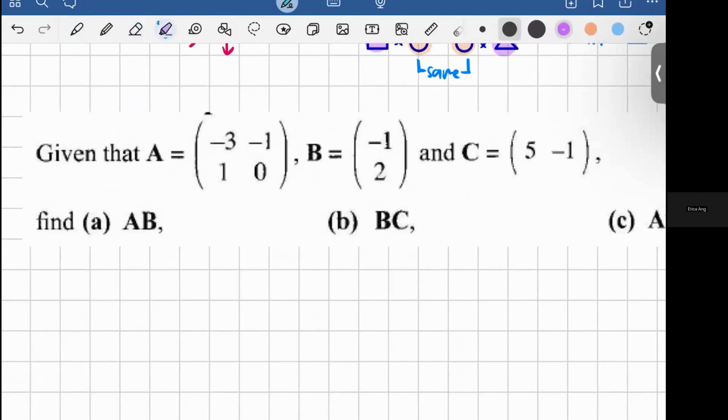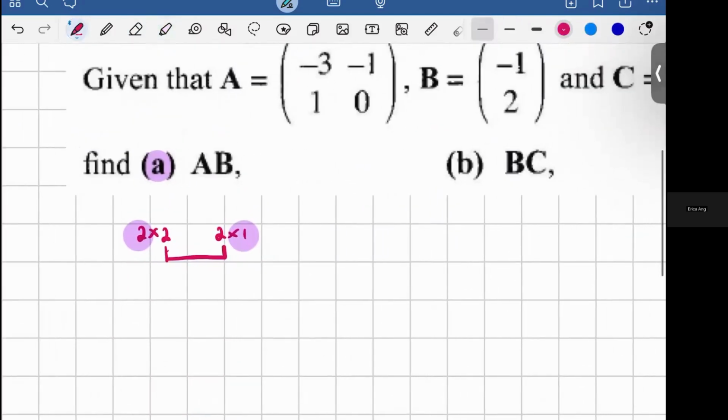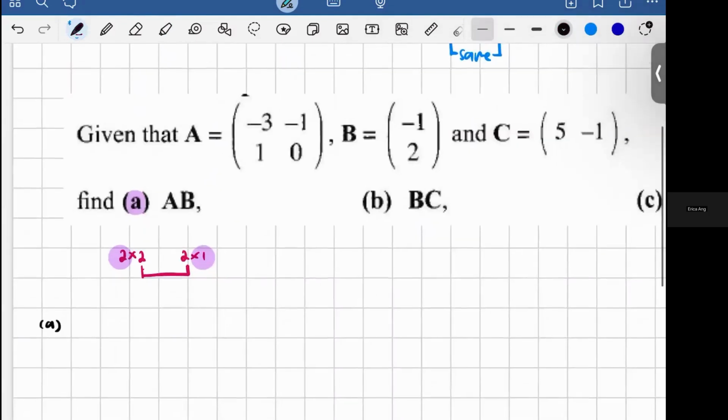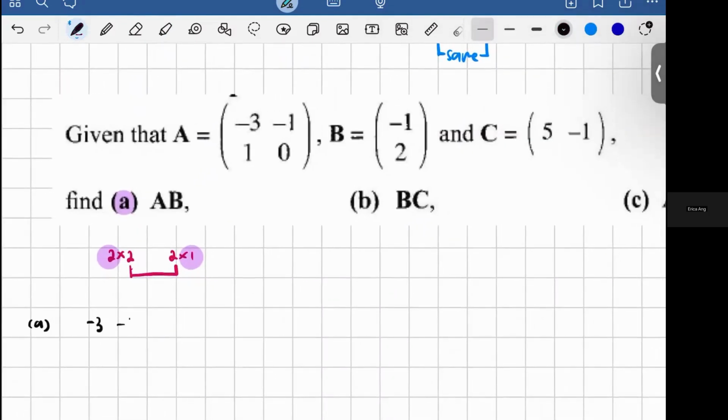We want to do A multiplied by B. A is a 2 times 2 matrix, whereas B is a 2 times 1, row times column. Once you have checked that these two are the same, note that this is your final answer, a 2 times 1 matrix. Let's do it properly over here. I'm going to go slow so we can all see together. A first, then times B. Our final answer has to be a 2 times 1 matrix.